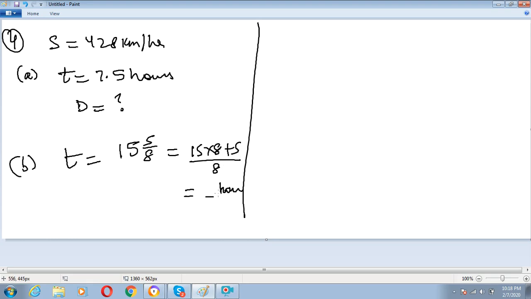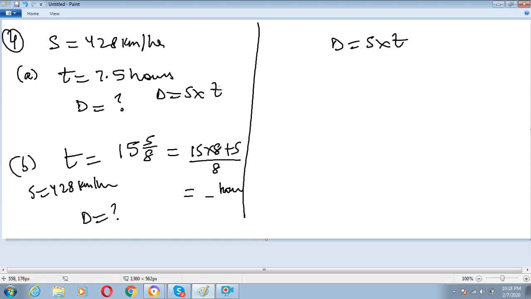So this is the time. The second part is also the same thing. Speed is the same, 428. Same, distance equals speed into time. Distance equals speed into time. Okay, copy this. Have you copied? Do this as homework.